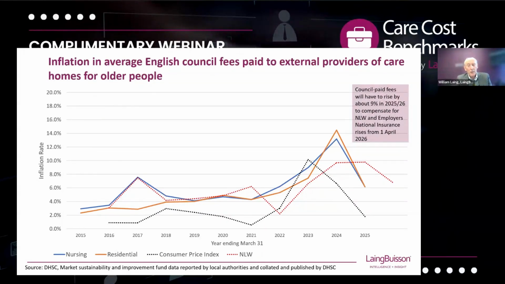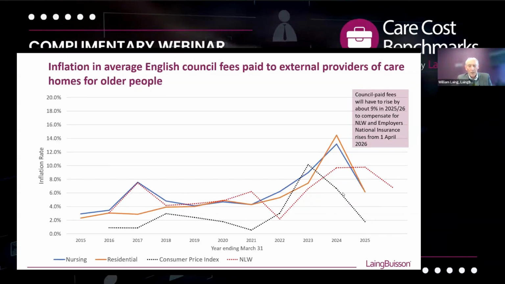Actually, as it happens, the first estimate, which was in the first half of the year, showed rather lower figures, around 10% inflation, which was perhaps more credible. But then in the revision the following year, it went up to 13 to 14%. So that's just something I want to bear in mind when we're talking about the Care Cost Benchmarks model and what it shows.